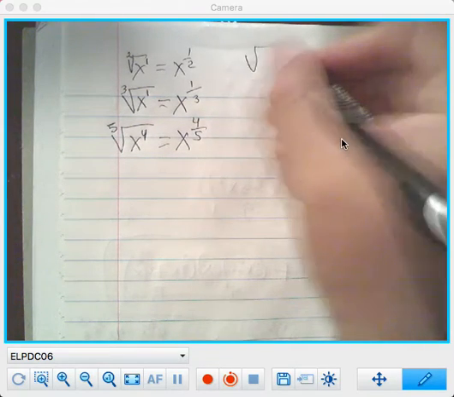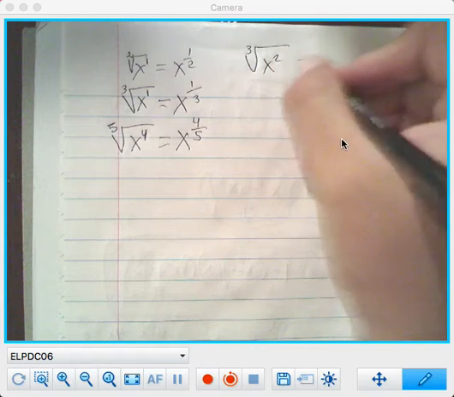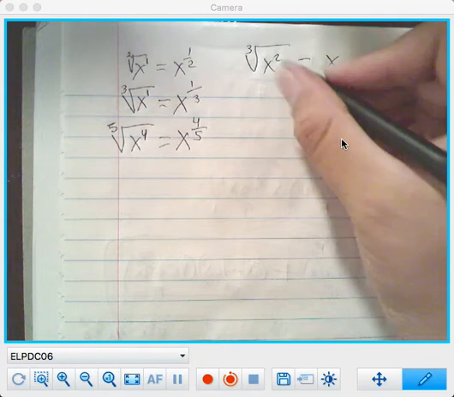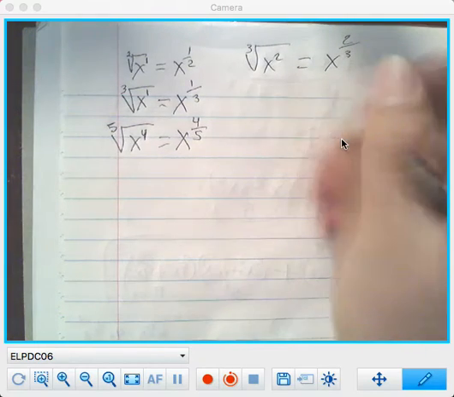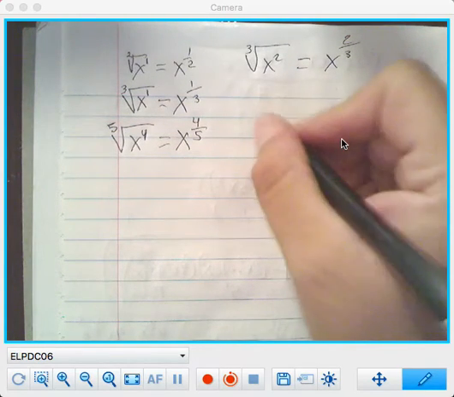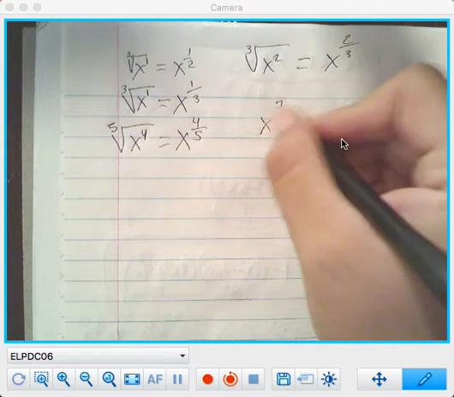Okay, let's do another one. So I have the cube root of x squared. How does that go? Well, this is x to the 2 over 3. The same thing if you go the other way around. Let's say I have x to the 7 over 5.